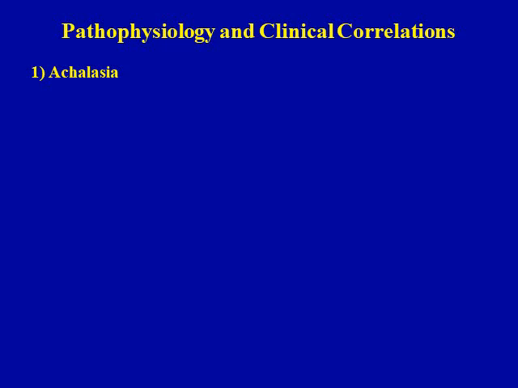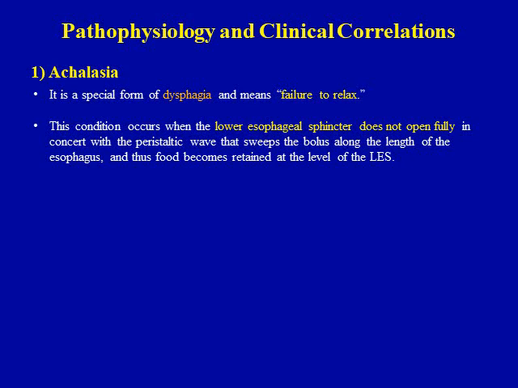One of them is achalasia. It is a special form of dysphagia and means failure to relax. This condition occurs when the lower esophageal sphincter does not open fully as part of the peristaltic wave that sweeps the bolus down the esophagus into the stomach. And the failure of the LES to relax is usually due to degeneration of cell bodies in the myenteric neurons that release nitric oxide and VIP.